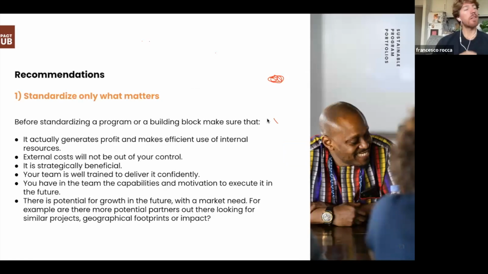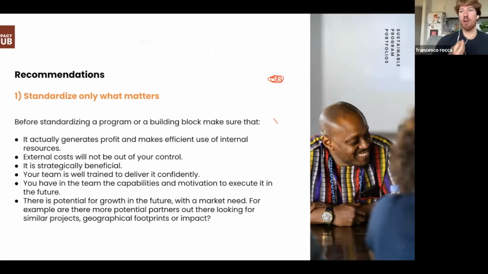In the co-creation with the other hub, we tried to identify the top 5 recommendations we would give to everyone interested in working on their portfolio standardization. The first one was, you really need to make sure that you standardize a program that matters, in the sense that standardizing and looking with a critical eye at your program takes time. You have to analyze the numbers, the price, the cost, how many hours the team spent.